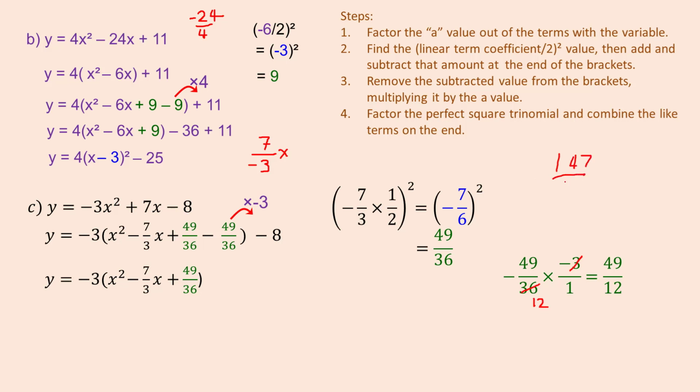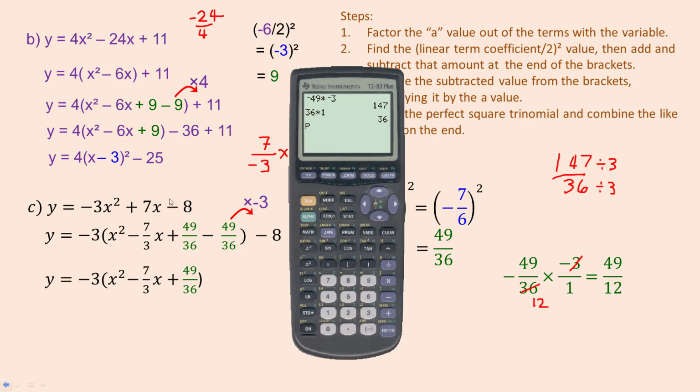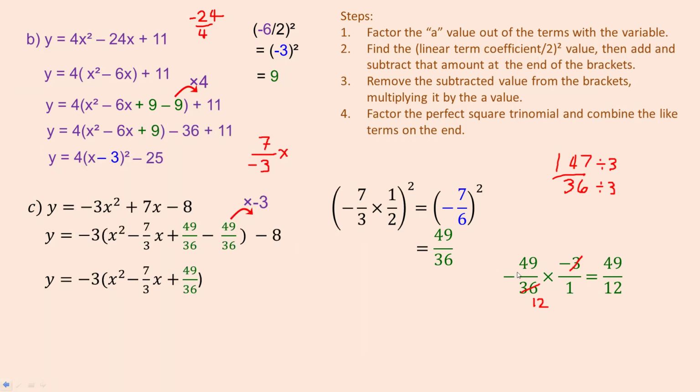147 over 36, and 3 divides into those evenly. If I divide the denominator by 3, 36 divided by 3 is 12, and 147 divided by 3 is 49. If you want me to bring my calculator up just to show that, 147 divided by 3 is 49. So when we bring this value out, multiplied by negative 3, it'll be a plus 49, and of course the 8 is still subtracted here. So that's removing the subtracted value.